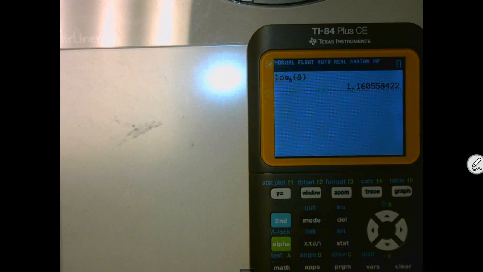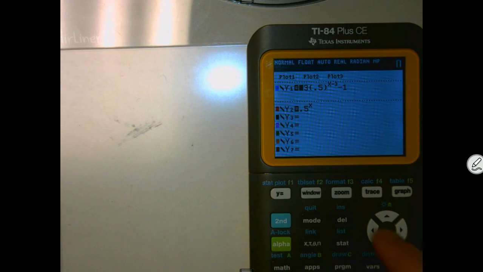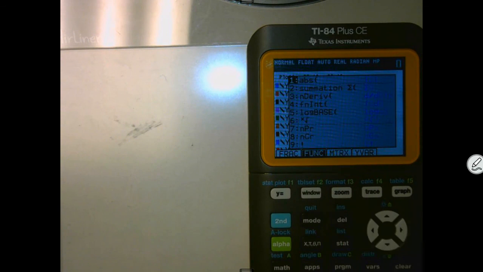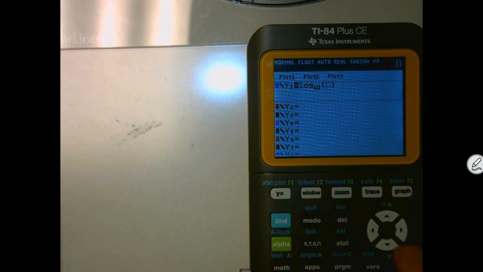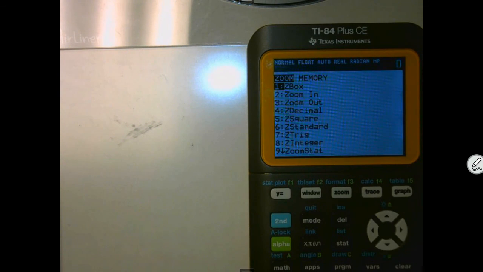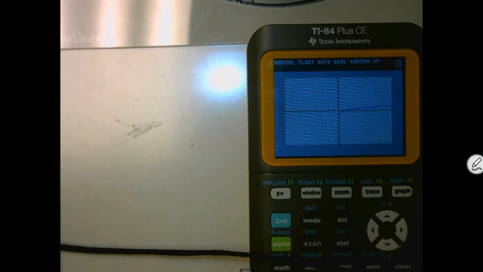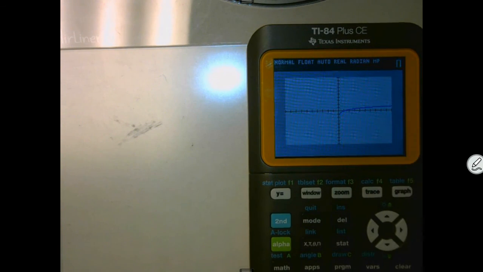And hit enter. So when we go to y equals, we can say alpha window, go to number 5, and say log base 6 of x, and then we can graph that. That's kind of what it looks like. Again, this is just to check yourself. You're still going to have to show the table. You're going to have to show work to get to that point.